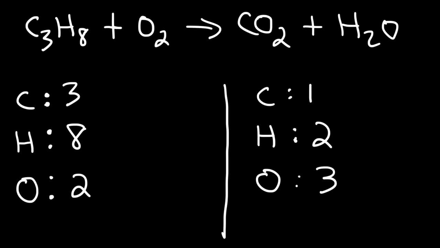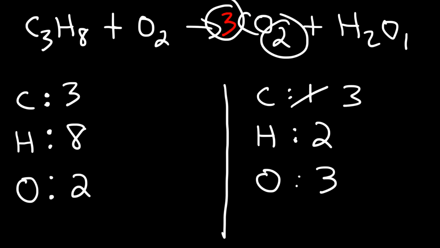So let's balance the carbon atoms first. What we need to do is, we have 3 on the left, 1 on the right. So we need to multiply 1 by 3 to get 3. So let's put a 3 in front of CO2. And so we're going to have 3 carbon atoms on the right side. Now, this is going to change the number of oxygen atoms on the right side. So now this is 3 times 2, which is 6, plus 1. So now we have a total of 7 oxygen atoms on the right side.